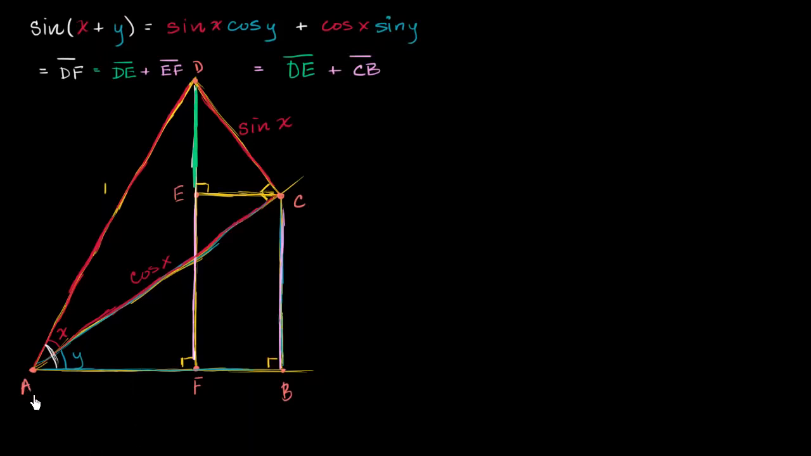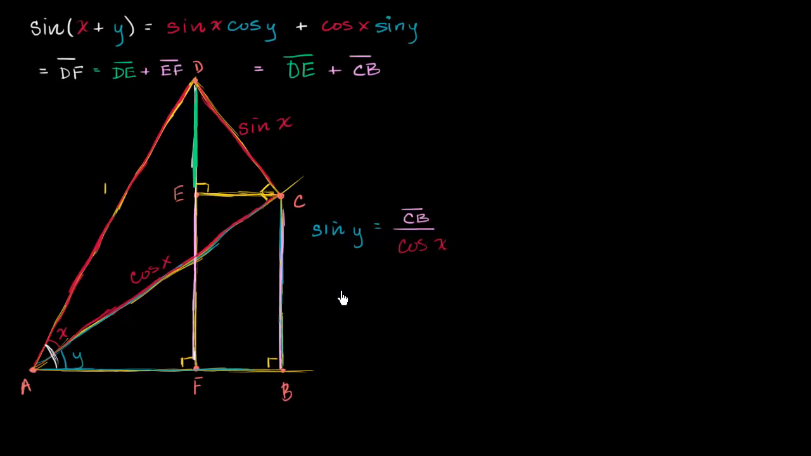Now let's see what we could figure out about this triangle ACB right over here. So how could we figure out CB? Well, we know that sine of y, let me write this here, sine of y is equal to what? It's equal to the length of segment CB over the hypotenuse. The hypotenuse here is now cosine of x. And I think you might see where all of this is leading.